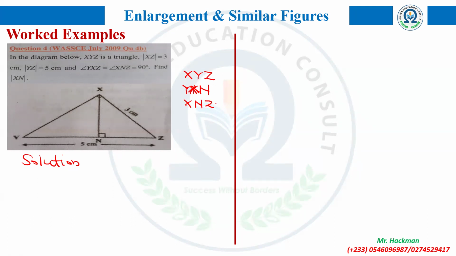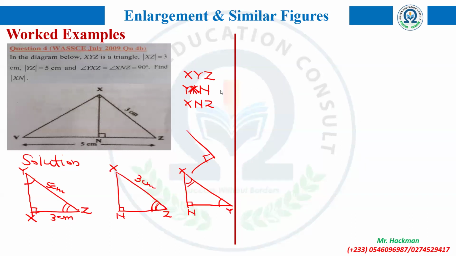So let's see. Any pair that you take, let's look at this pair. Do they have a common angle? Okay, so you identify all the right angle triangles. These are the right angle triangles. You try to get the angles that are equal.